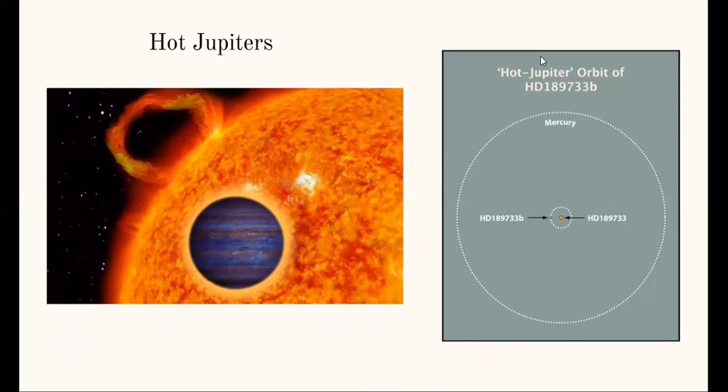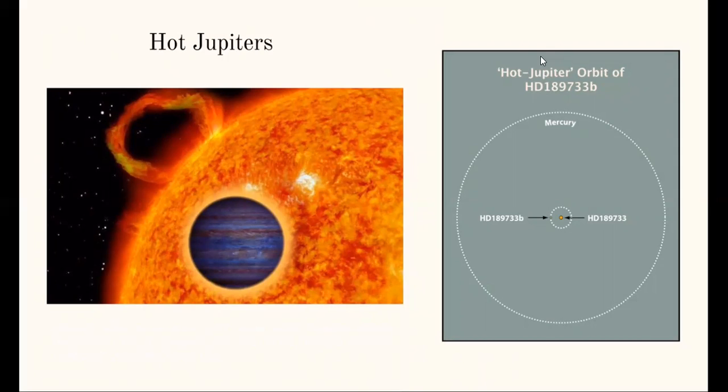Hot Jupiters are particularly good for transmission spectroscopy. These are planets that are as big as Jupiter, but unlike Jupiter, they have very short orbital periods and have very high temperatures as a result. You can see here the orbit of the hot Jupiter HD 189733b, which is one of the hot Jupiters in our search. HD 189733b orbits well within the orbit of Mercury, taking only about 2.3 days to fully orbit its host star.